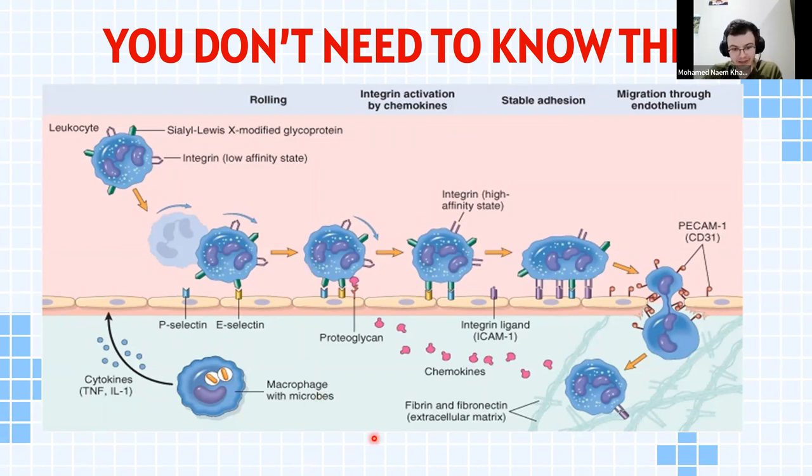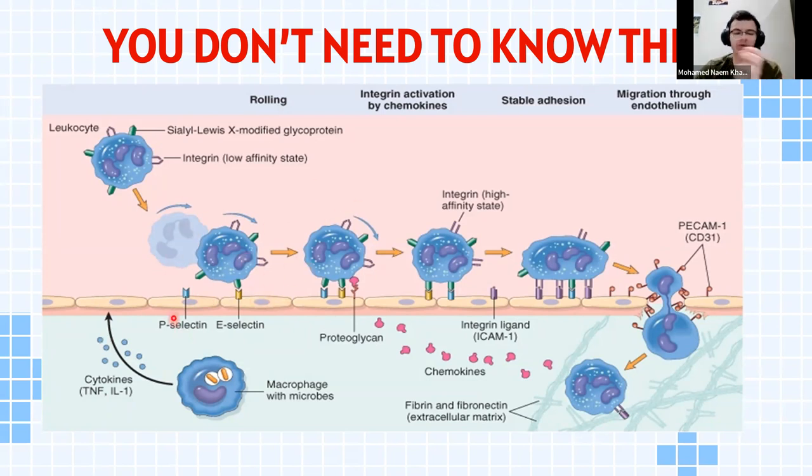This is the macrophage that I told you about. Look, it releases cytokines. You don't need to know the word cytokines unless it's mentioned in the inflammation lecture. Anyway, TNF and interleukin 1 are going to go to the endothelium and they're going to show you P selectin and E selectin. Because of those, you're going to have rolling of the leukocyte.